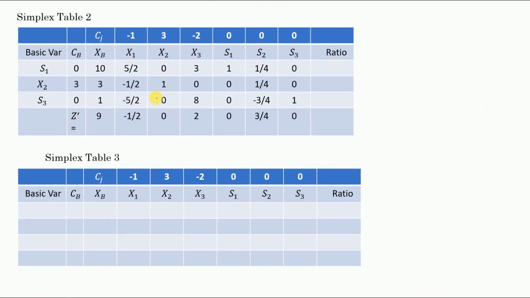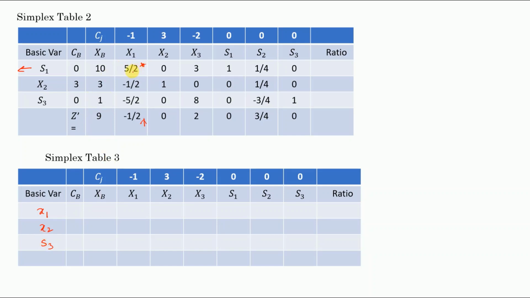So this is the table number 2. I have written all these values here. So you have to repeat the same procedure again, and this is the key element. This is outgoing and this is incoming. It means in the next table, now in place of S1, you will write X1, this will remain X2, this will remain S3. So you will write the row operations.